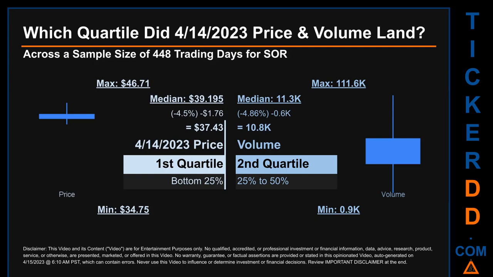The day's volume landed within the second quartile, that is within the 25% to 50% range of all sampled daily volume, which saw a max daily volume of 111.6 thousand and a minimum of 0.9 thousand. Quartiles tell us about the spread of a data set by breaking that data set into quarters, just like how the median breaks the set into half. Descriptively, SOR has a median price of $39.195. Therefore, April 14, 2023 price was lower from that middle marker by 4.5%. The day's volume of 10.8 thousand was less than the median by 4.86%.